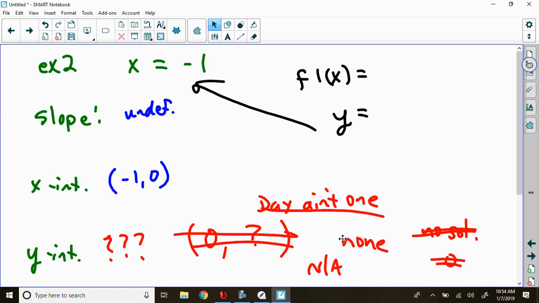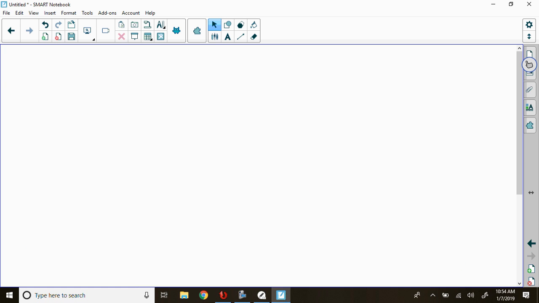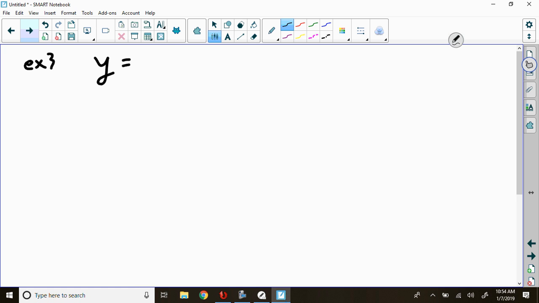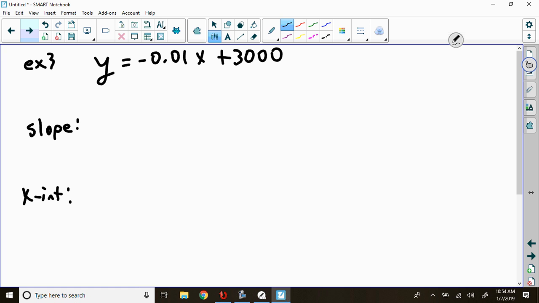This last one, I said I was going to try to keep this to 20 minutes, so here we go. This last example is going to be in slope-intercept form. Example 3, y equals negative 0.01x plus 3,000. So we're going to look at our slope, our x-intercept, and our y-intercept.